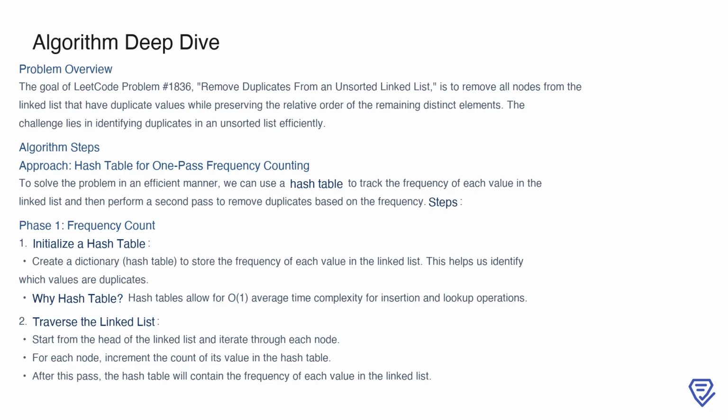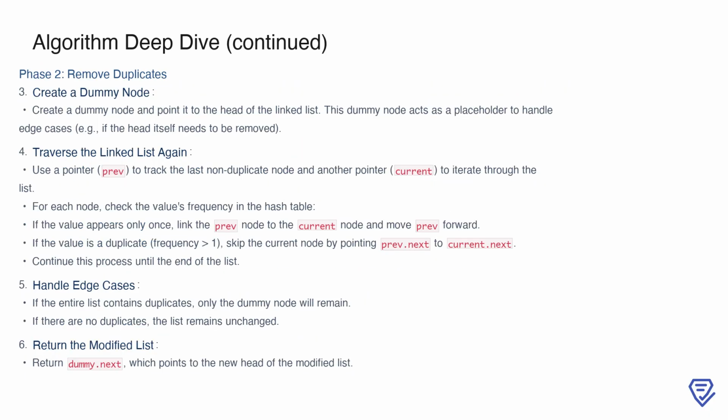Next, we traverse the linked list starting from the head. As we visit each node, we increment the frequency of its value in the hash table. By the end of this pass, the hash table will contain the frequency of every value in the list, giving us a clear picture of which values are duplicates. Once we have the frequency counts, the next step is to remove the duplicates. To simplify edge case handling, we create a dummy node that points to the head of the linked list.